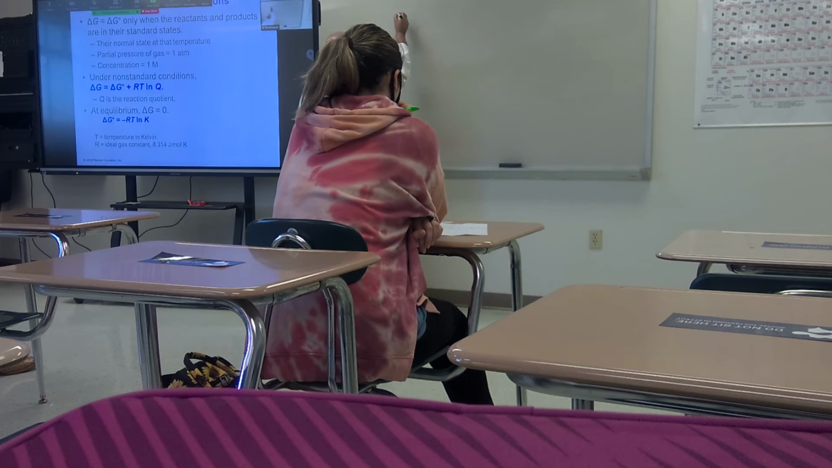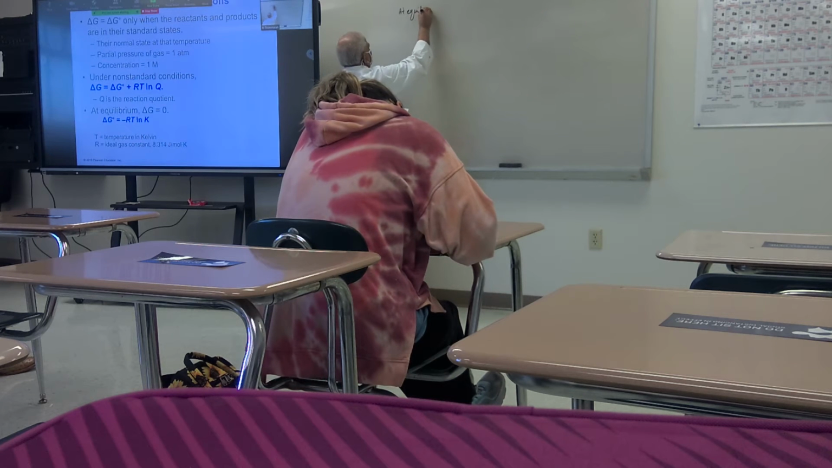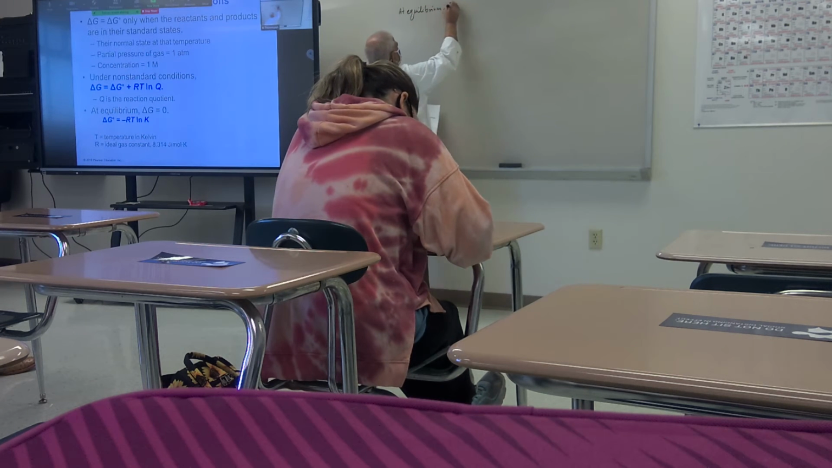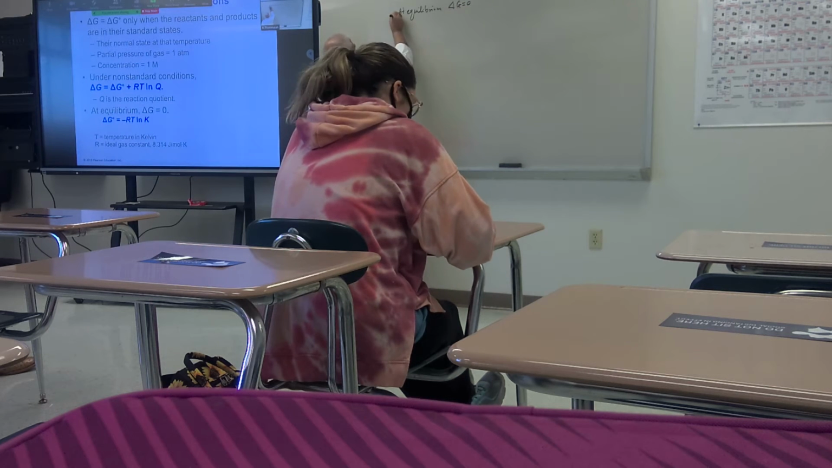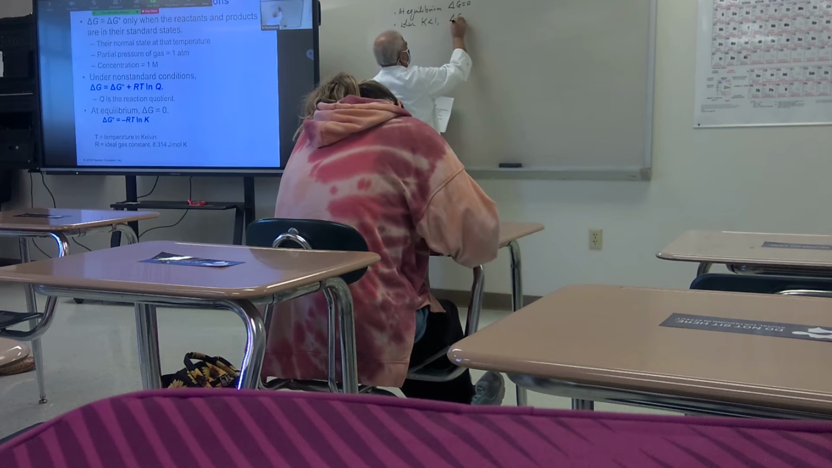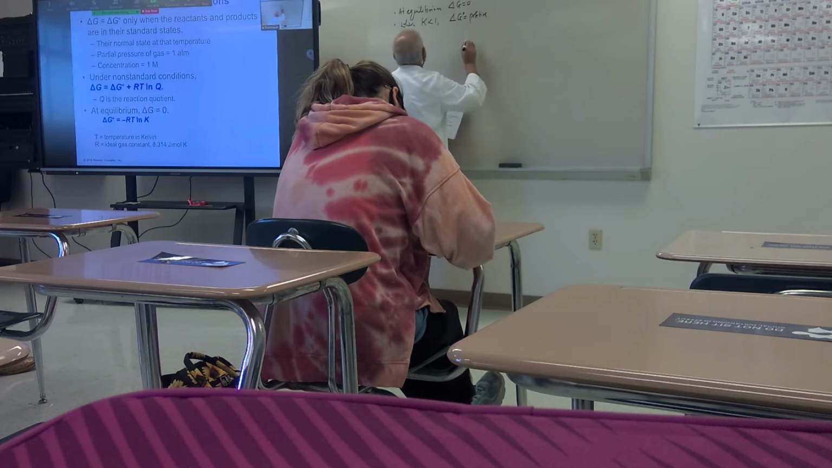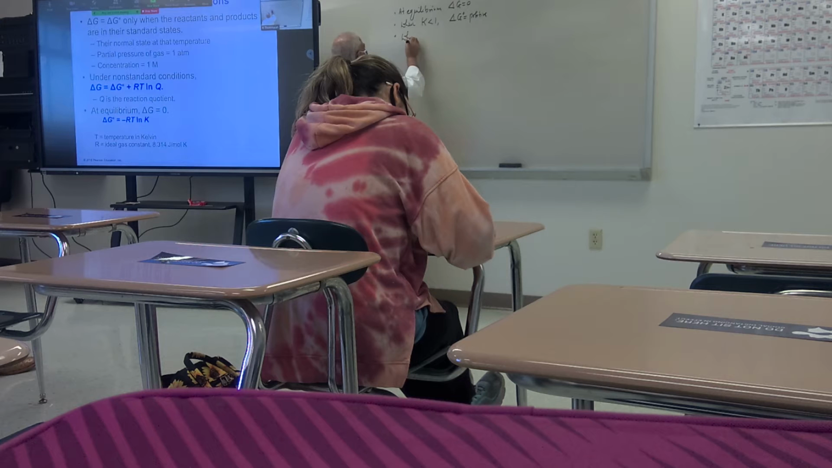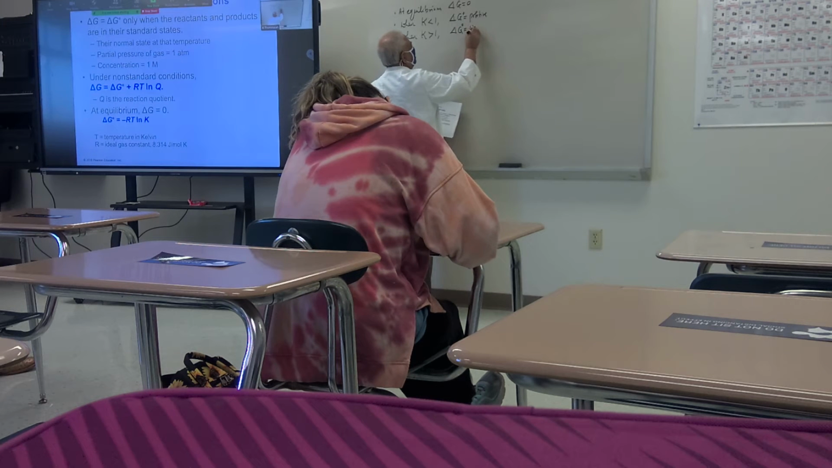Okay, now, at equilibrium, this is the list. At equilibrium, delta G equals 0. The next point, when the equilibrium constant is less than 1, the delta G0 becomes positive. When the equilibrium constant is greater than 1, the standard Gibbs free energy change is negative.